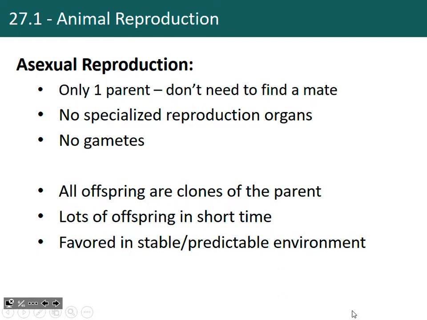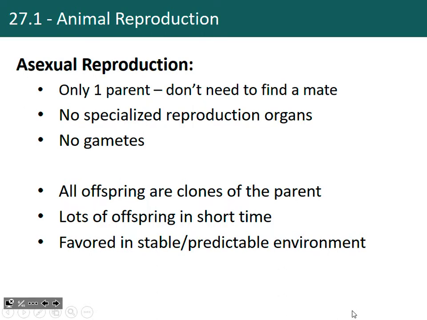The negatives are, though, that when you carry out asexual reproduction, all of the offspring are clones of the parent. So they have the exact same traits of the parent. There's no chance for genetic recombination. You don't get to roll the dice and see how the genes land in the next generation. You just make a clone of the parent itself. Okay. You can have lots of offspring in a short time. That's a good thing.